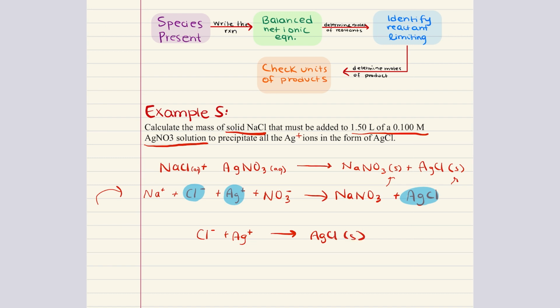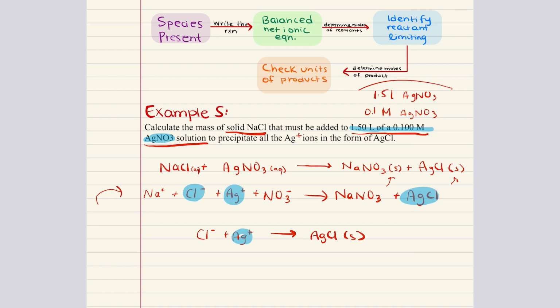Okay, now in this case, we have to add enough chloride ions to react with all of the silver ions that are present. So the first thing we need to figure out is how many moles of silver ions are present in our 1.5 liters of a 0.1 molar silver nitrate solution. We're given the liters of silver nitrate solution. We're given the molarity of silver nitrate solution.